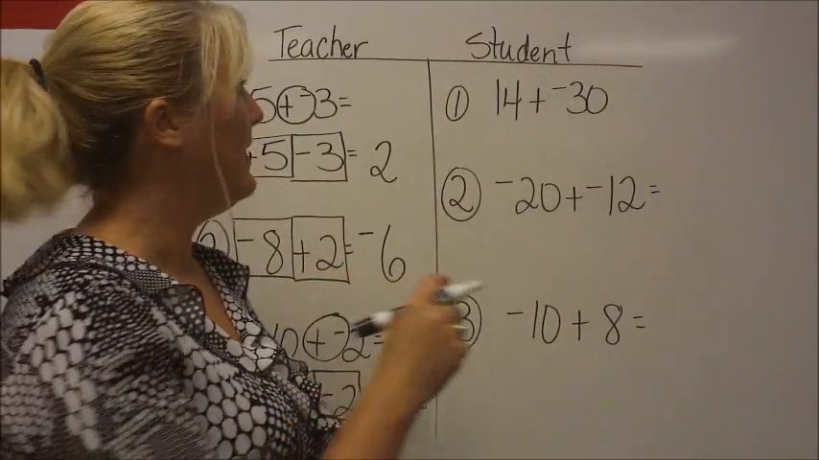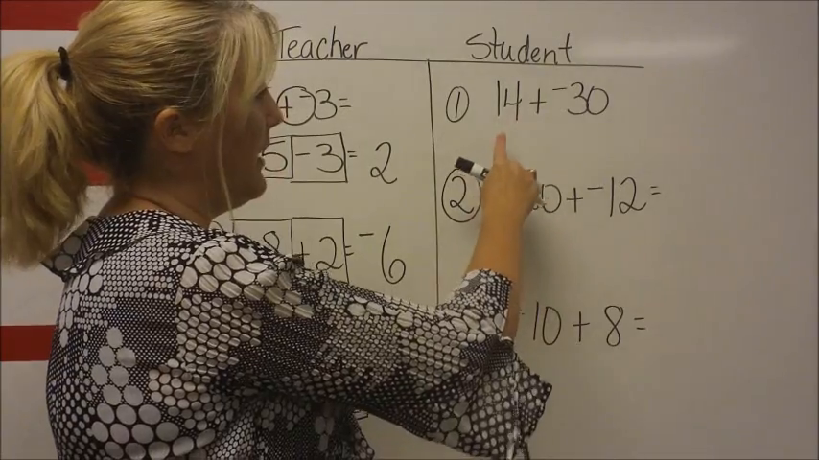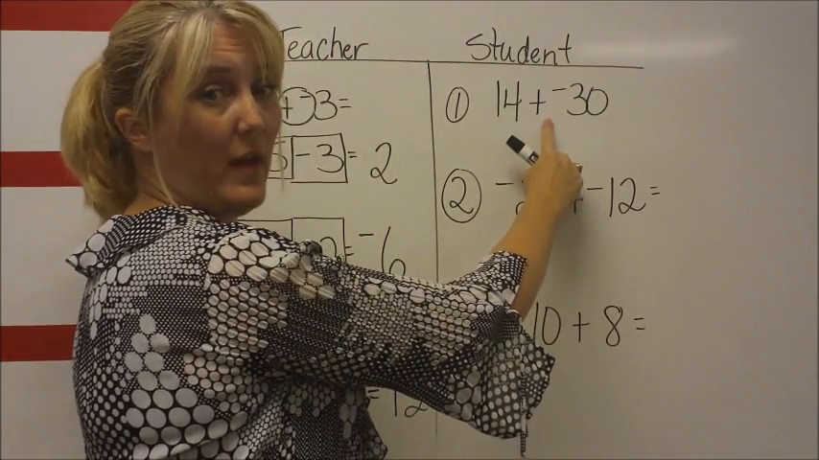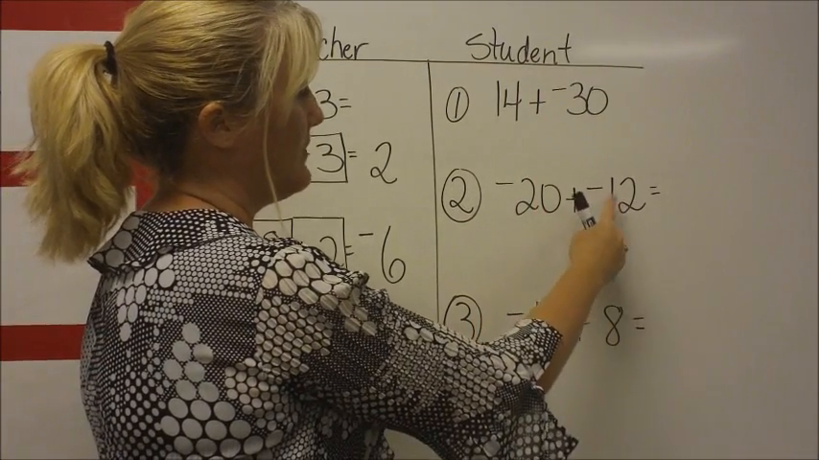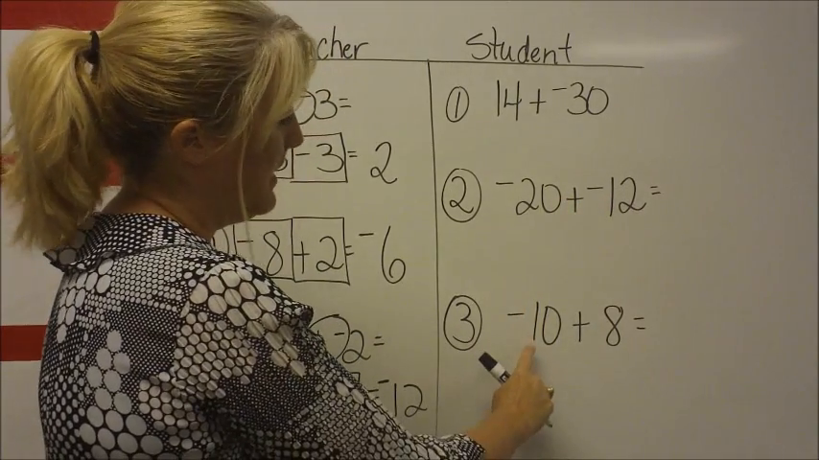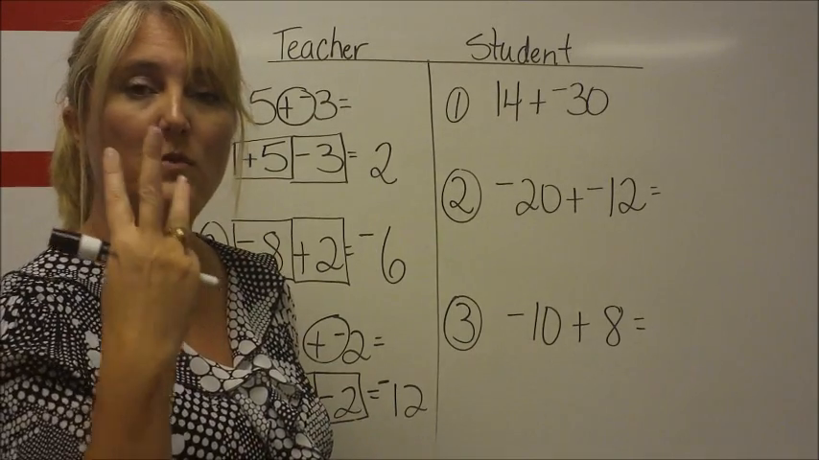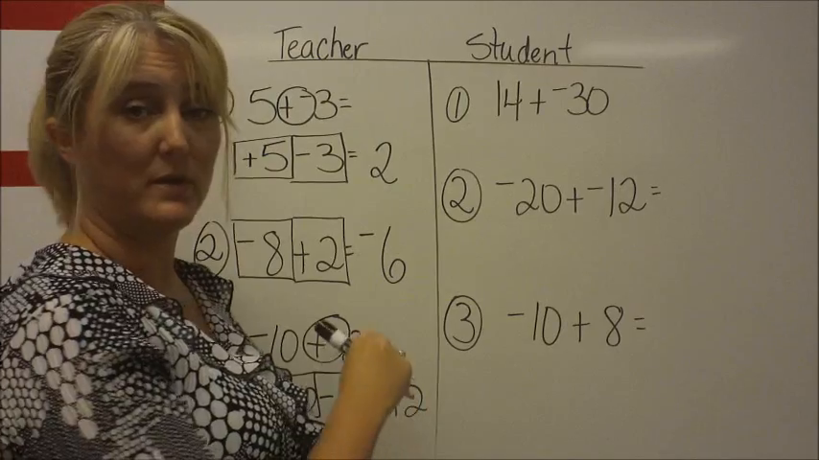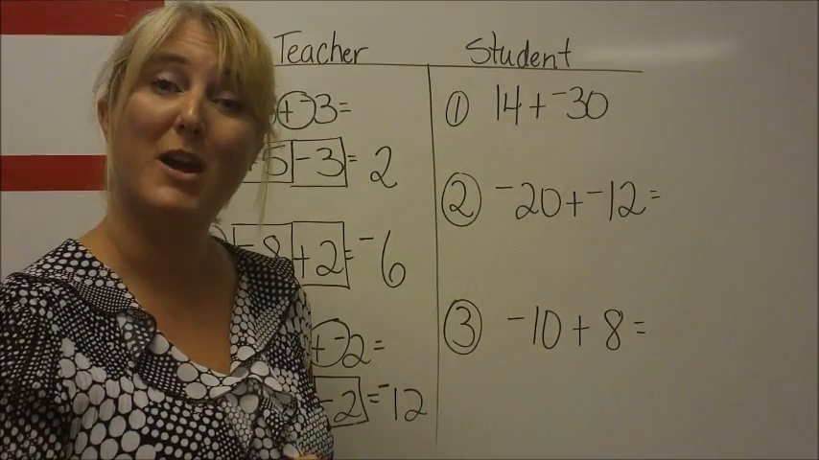Okay, finally, these are your practice problems that I want you to do on the student side. Number 1, 14 plus -30. Notice you do have a double sign there you'll have to get rid of. Number 2, -20 plus -12. Double sign, change it to minus. And then number 3, -10 plus 8. Those are the 3 problems that I want you to come in tomorrow having already completed in your notebooks, and we'll go over those and move on to subtraction. See you tomorrow.